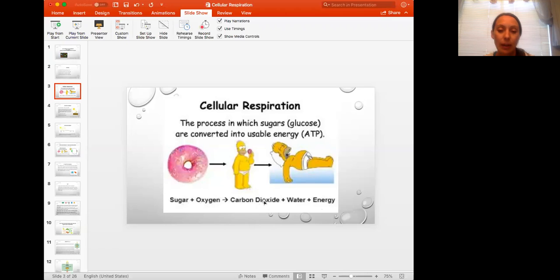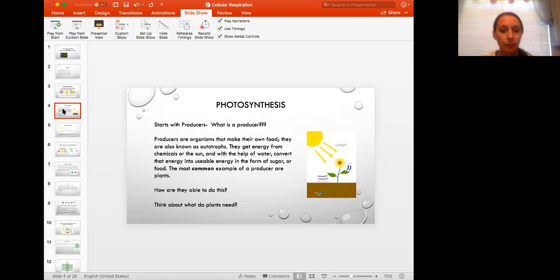Okay, so you think carbon dioxide, like the gas that we give off when we breathe out, when we exhale, water, and then of course that energy is that ATP. That's the energy that our cells and our bodies can use to work, grow, function. Okay, so going back to this whole idea of photosynthesis, well, it starts with the producer. We think about, well, where does this energy come from? And it starts with, again, what we eat.